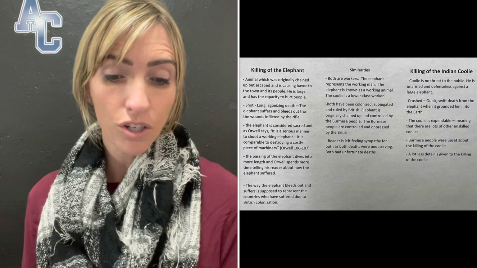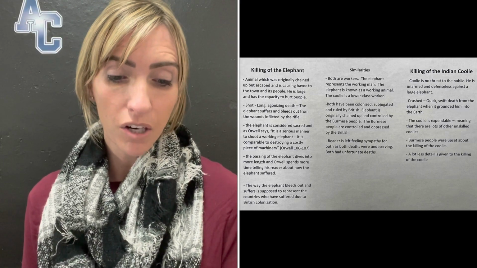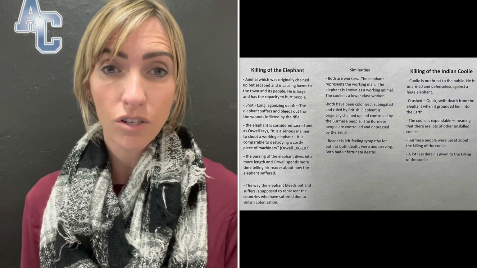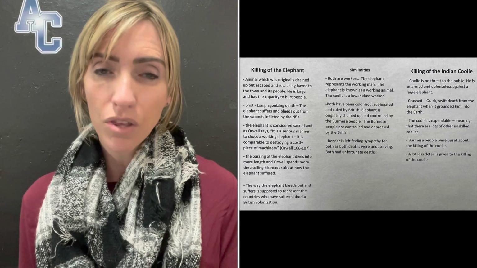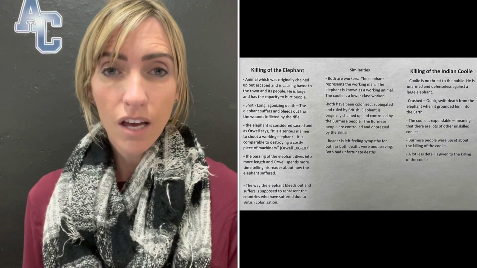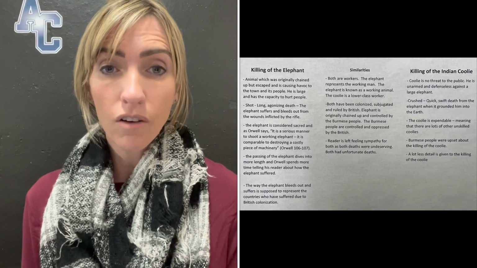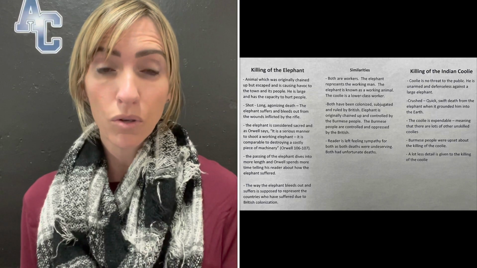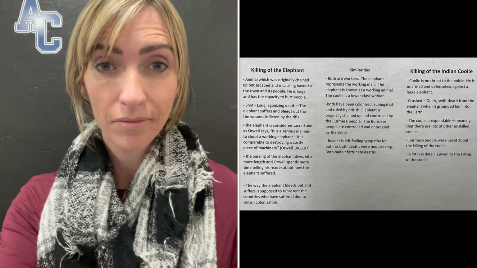The elephant is originally chained up and controlled by the Burmese people. The Burmese people are controlled and oppressed by the British, so that is a very important point there. The reader is left feeling sympathy for both the Indian coolie and the elephant because their deaths both were very undeserving. Both had unfortunate deaths. Obviously, both died. Probably both did not deserve to die, but they did die in very different manners.